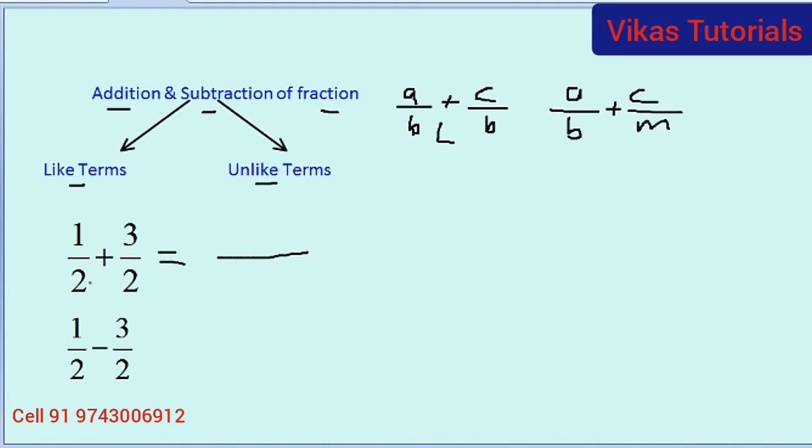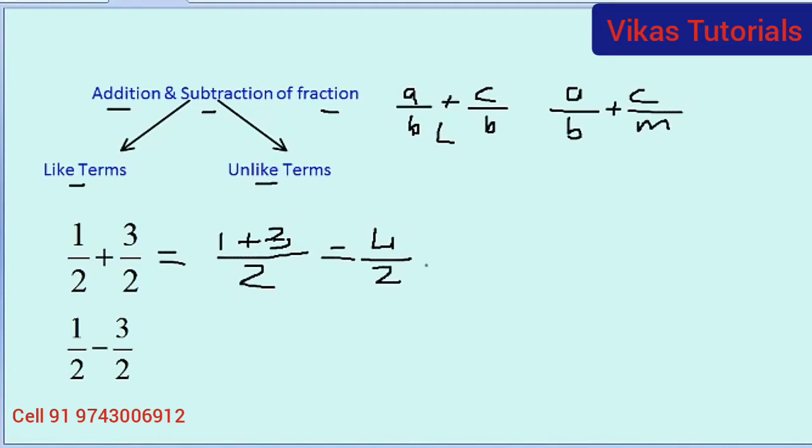Here the denominators are 2 and 2. These are the same denominators. So what we do, we just write the denominator 2, since both the numbers have the same 2. Then what is the numerator of the first number? 1, plus what is the numerator of the second number? 3. So this becomes 1 plus 3. 1 plus 3 is how much? 4 divided by 2. So our answer is 4 by 2.